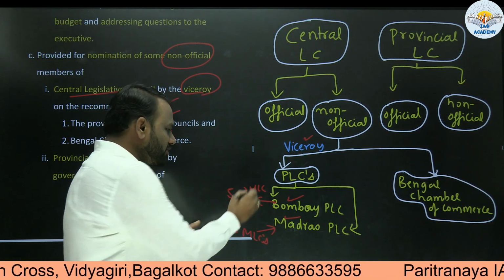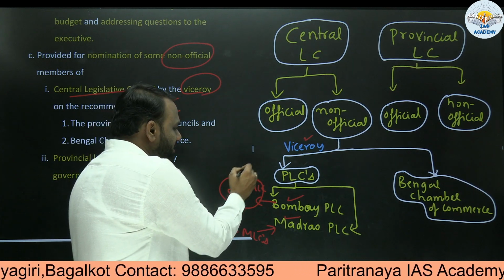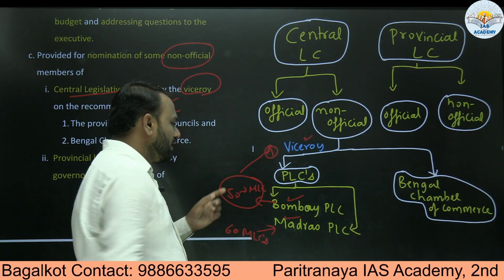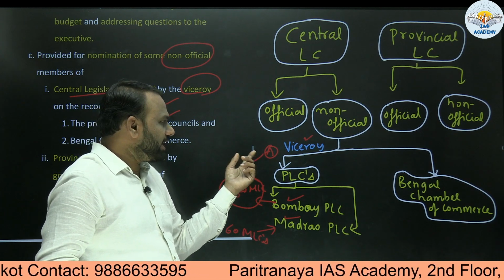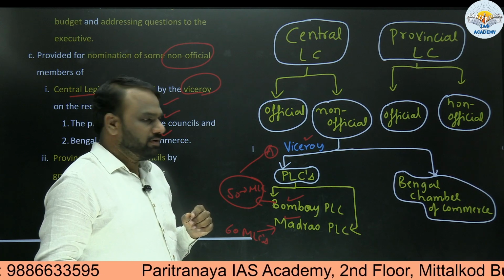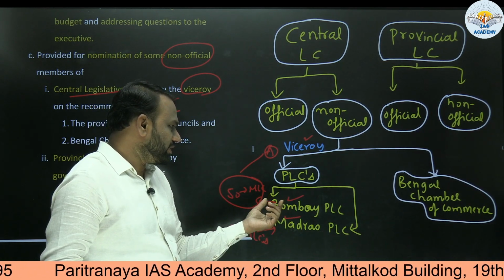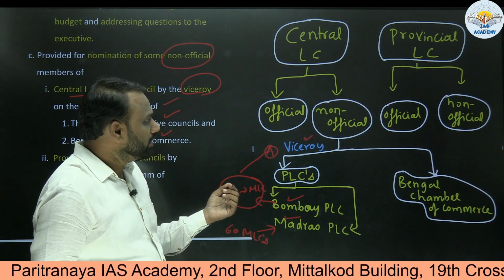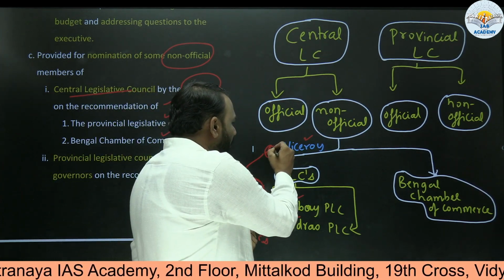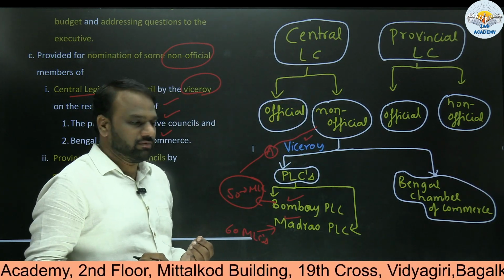So these 50 MLCs of Bombay, they will recommend a particular person. Let us assume a person A. They will recommend that let this person A be appointed by Viceroy to the Central Legislative Council. So based on the recommendations of the Bombay Provincial Legislative Council, Viceroy, what he will do? He will appoint A as a non-official member to Central Legislative Council.